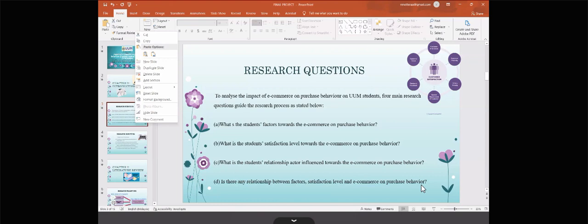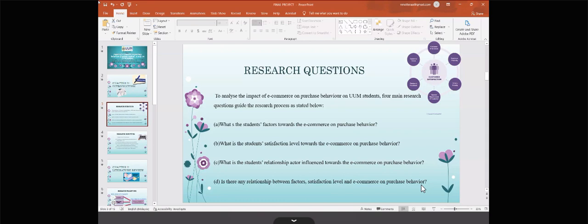This one I'm quite confused about, right? What is the student's satisfaction level towards e-commerce on purchase behavior? When we assess the satisfaction level, it must come from one variable. So are you going to assess the level of satisfaction or the level of purchase behavior? The level of satisfaction. There are three things here: student satisfaction, e-commerce, purchase behavior. I think the right sentence is: what is the student satisfaction level towards e-commerce? So you are going to assess the level of student satisfaction when they use e-commerce.